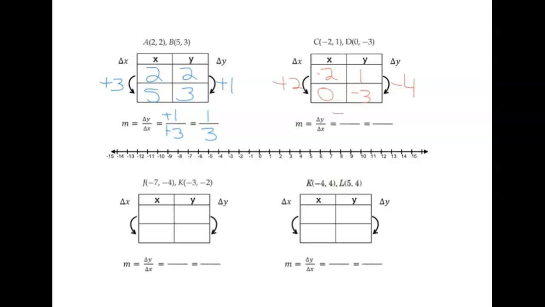So I have change in y is -4. Change in x is positive 2. -4 over 2 simplifies to -2. So this line has negative slope. So you see how to do it. Pause the video. You try the 2 at the bottom, then turn the video back on and see how you did.